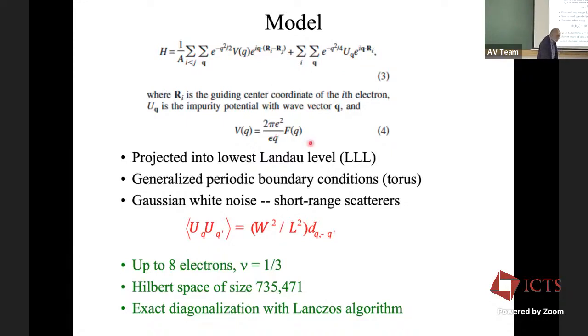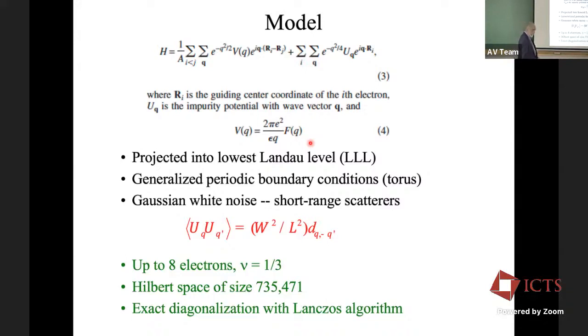V of Q, which is given there, is just 2 pi e squared over the dielectric constant over Q. This is in 2 dimensions, times actually a form factor because of the fact that the wave functions are all in the lowest Landau level. So that multiplies the normal V of Q for 2-dimensional Coulomb interactions.